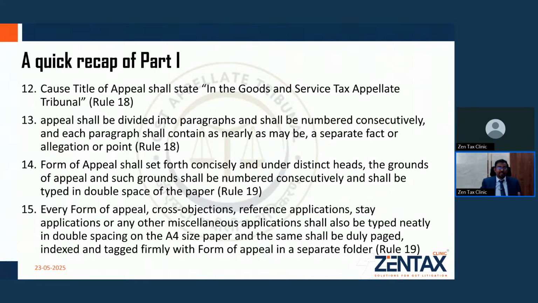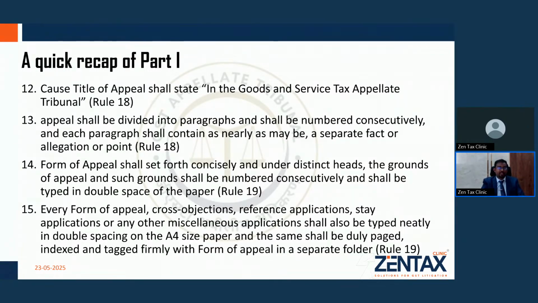Very clearly it goes to say the form of the appeal, cross objections, reference applications, the stay, or any other miscellaneous application shall be typed neatly in double spacing on A4 size paper. The size of the paper is always A4. Important that it shall be duly paged, that is the page numbers are clearly given. And based on the page number, there is an index at the front of the entire appeal set, and it is tagged firmly along with the form of appeal. A separate folder together is being given.